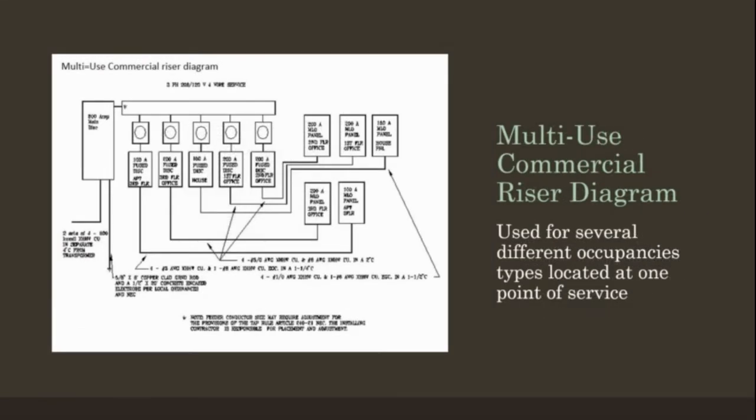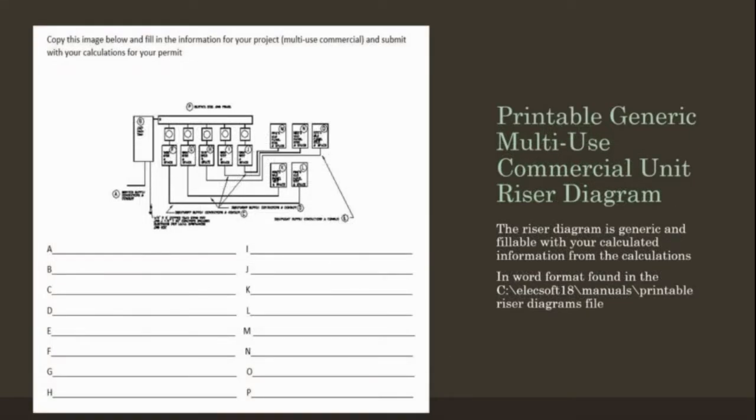Finally, this is the multi-use commercial riser diagram. This is used for several points of service. So if you were doing a strip mall and you had the butcher, the baker, the candlestick maker, you would have the various services shown for each single occupancy gathered at one point of service. And here's the printable generic multi-use riser diagram where you can fill in that information. Again, it's in Word format and you can print it out.